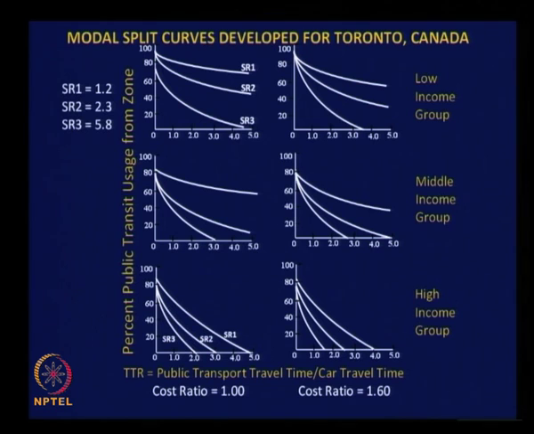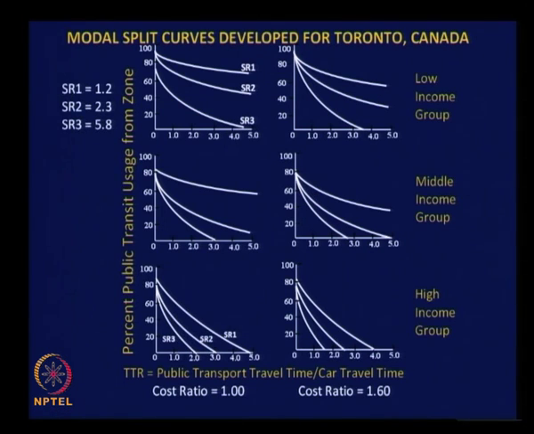Negligible, nearly 0. Whereas in the case of middle income group of travelers, you can see about 20% will be making use of transit. In the case of low income, as we have seen earlier, 30% will make use of the transit service, right.